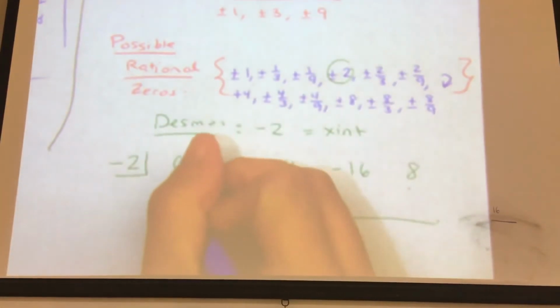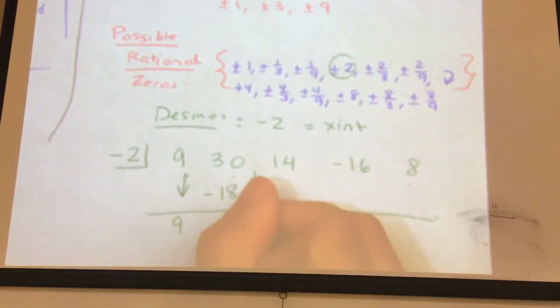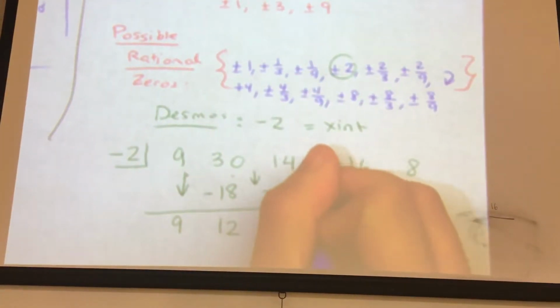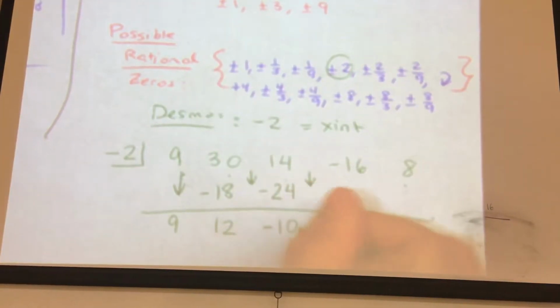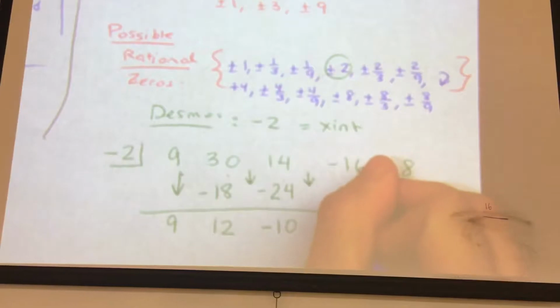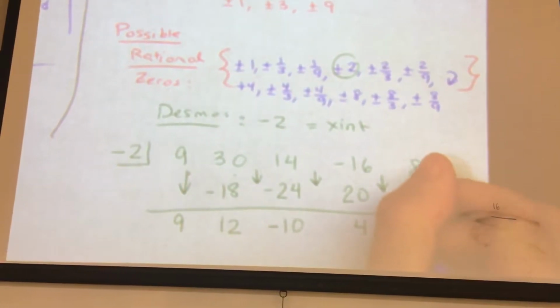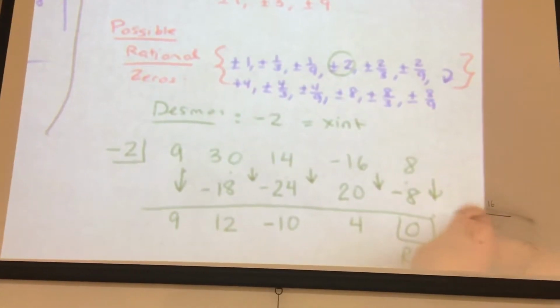I bring down my 9, multiply, I get -18. 30 minus 18, 12. Multiplying gives me -24. Adding 14 and -24 is -10. Multiplying is +20. Adding is +4. Multiplying is negative. And adding is, yeah, 0. Desmos didn't lie.